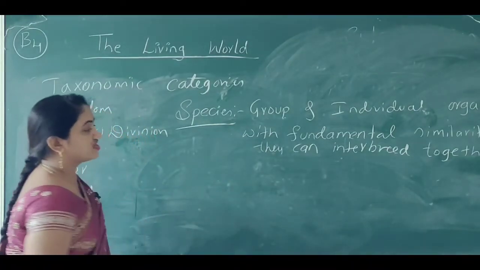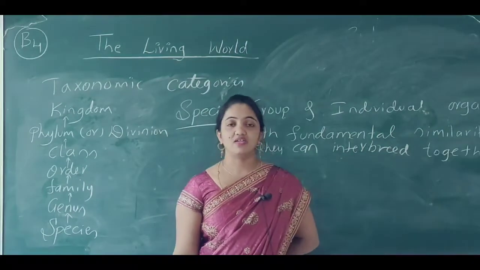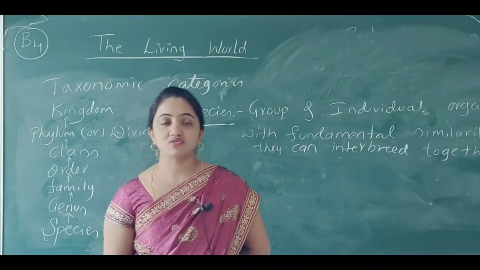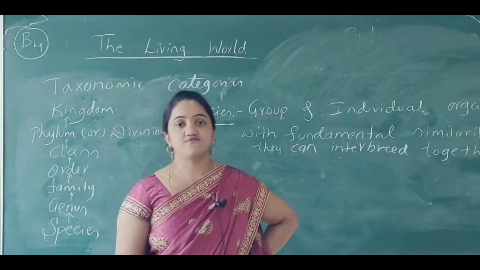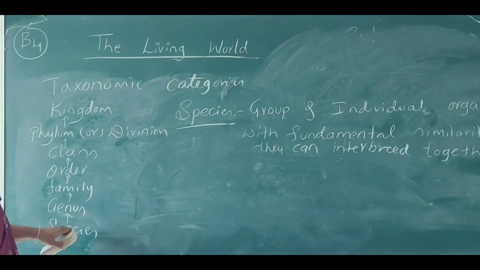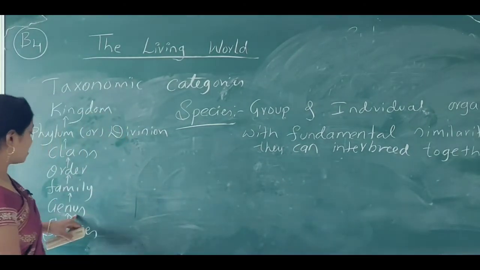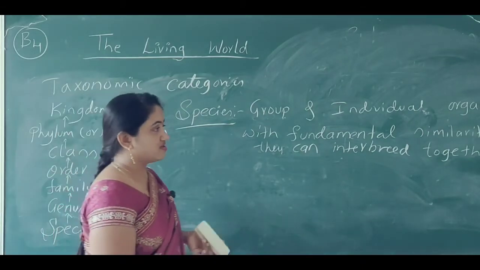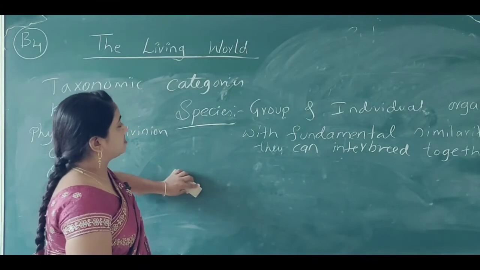No two different species can interbreed naturally. If we are crossing two organisms in laboratory conditions, we can successfully do the procedure. I'll give some more examples when I start telling about the genus. Okay, so you have to write the definition of species now.